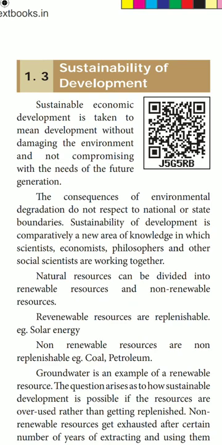So there is one question also, Roman number 5, question number 1. Describe the policies for sustainable development. Sustainable economic development is taken to mean development without damaging the environment and not compromising with the needs of the future generation. That means what? We should not damage the future generation. We should be careful whenever we are using something. We want to keep it for the future generation also. For example, we are using water. We should not waste water.